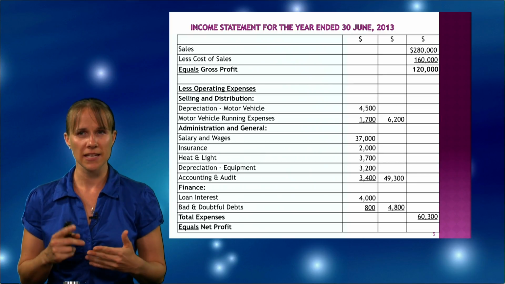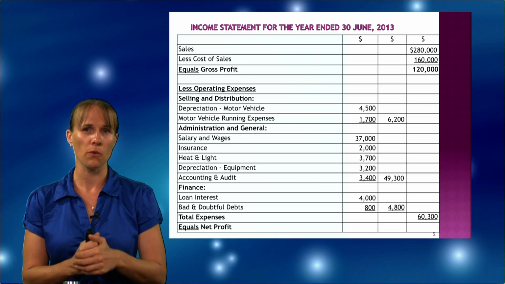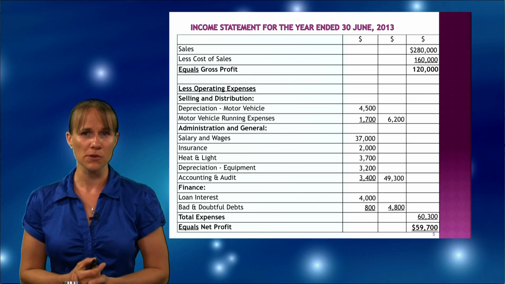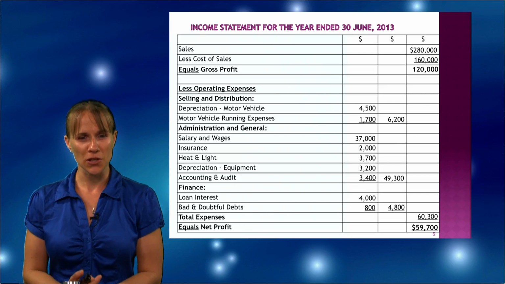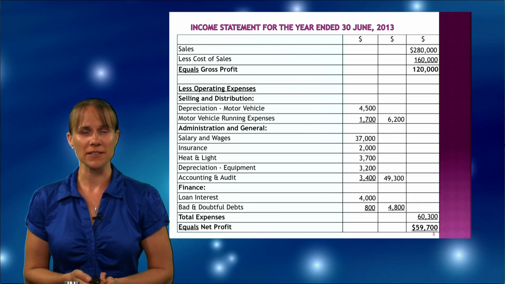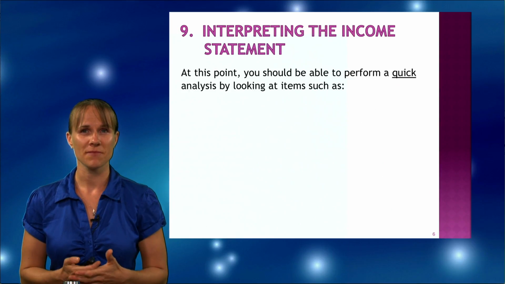From there, we take our gross profit figure, that $120,000 that's all the way back up the top, and we subtract off our total expenses, and that will give us net profit of $59,700. And that is how we construct an income statement. Congratulations, you've just done your first income statement.